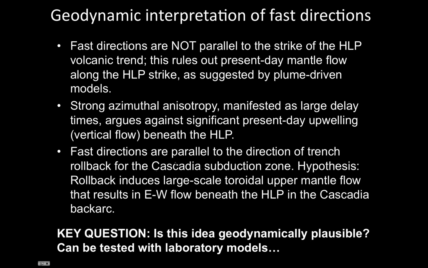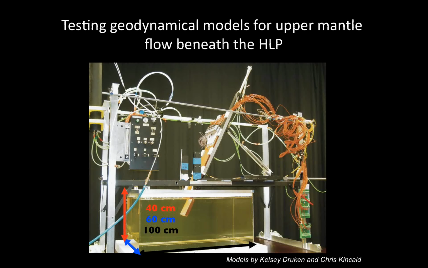As I said, the fast directions are parallel to the direction of trench rollback for the Cascadia subduction zone. So we can hypothesize that rollback is inducing this kind of large-scale toroidal upper mantle flow that gives you dominantly east-west flow beneath the high lava plains and the Cascadia back arc. And of course, this is a question that can be tested using geodynamical modeling. So I'm going to spend a few slides talking about some models that have been run by Kelsey Drukin and Chris Kincaid at URI. This is a photograph of their lab setup.